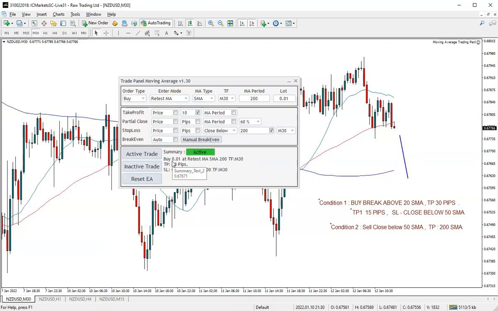Let's activate the trade. You get all the settings which we have inserted: buy 0.01 at retest of the 200 SMA, time frame 30 minutes, TP is 10 pips, and stop loss is if price closes below the 200 SMA in 30 minutes. So this is how we can trade three types of setups: price closing above for buy, or price closing below for sell, or inversely, or the retest of any SMA. If price touches that SMA, you can have a buy or sell setup.